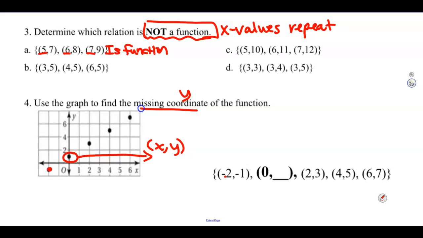Well, it tells you it is 0, right? We go over 0, and how many do we go up? So if I go 0, and then I look at this closer, it's in between 0, which is right here, and 2. So you just have to tell me what's in between 0 and 2, and that's your missing coordinate. So I want you to pause that and do number 4.